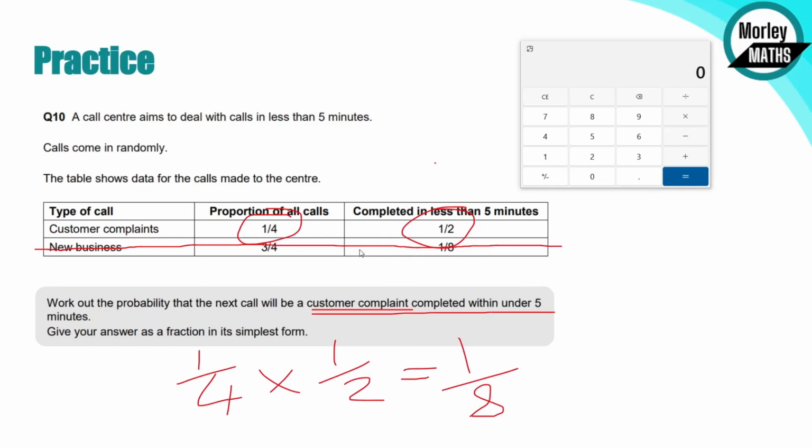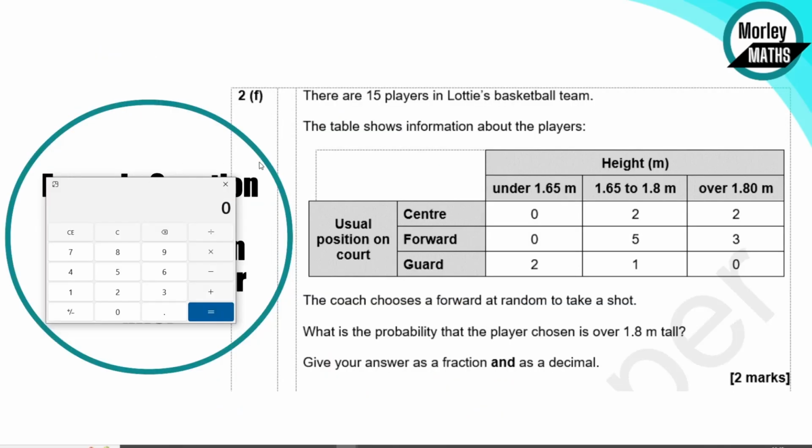When I teach this question to people in my day job, they normally struggle with interpreting the table. They just see all these different fractions and they get all confused. But just read the question carefully. It's only bothered about customer complaints. So ignore the new business information there. So that just brings us back to our final exam question that we had at the start.